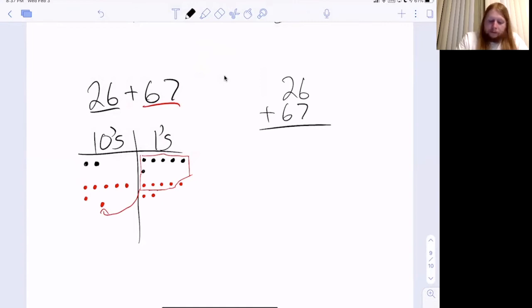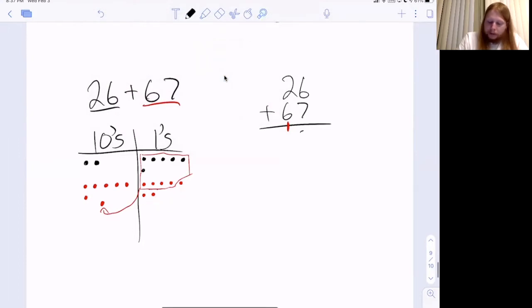So what is 6 plus 7? Let's count. 1, 2, 3, 4, 5, 6, 7, 8, 9, 10. Hold up. Hold up. We reached a 10. Let's add a little 1 right there. Forget about that 10 for a moment. 1, 2, 3. So we're going to put that 3 here. All right, the reason why we forgot about that 1 is because we needed to include it here.